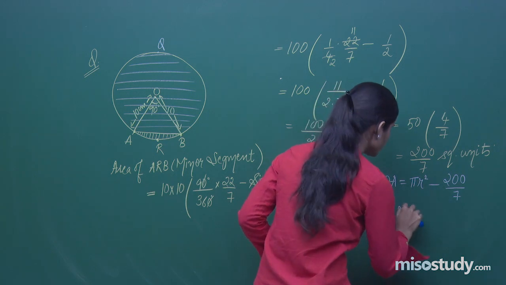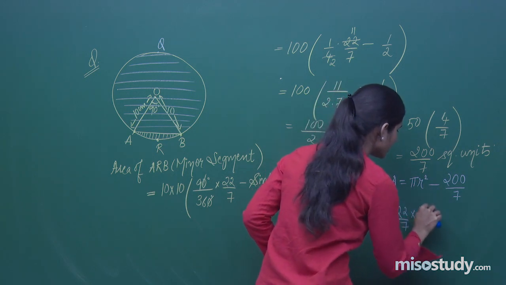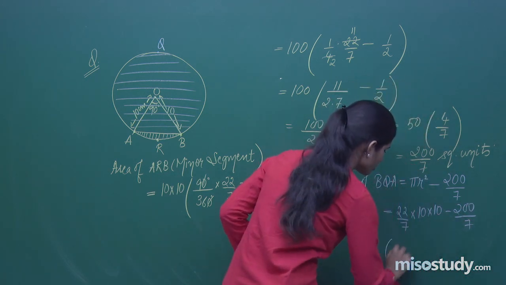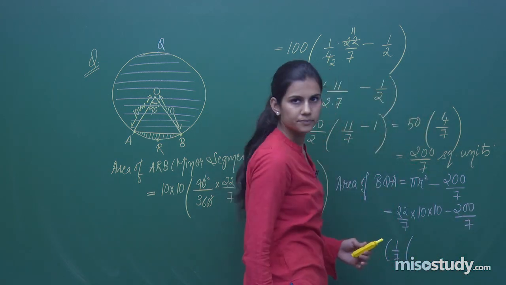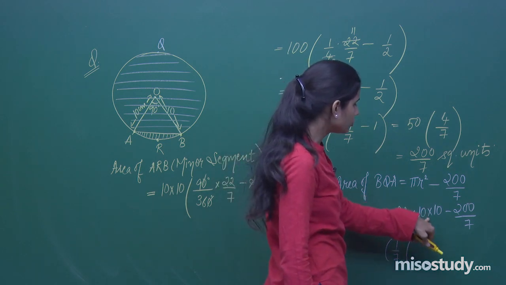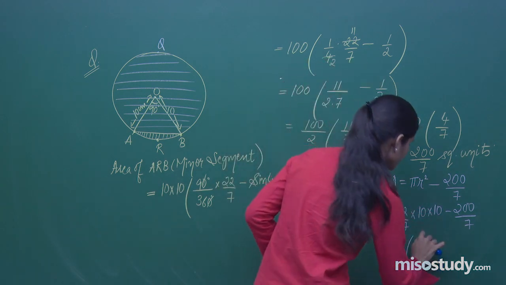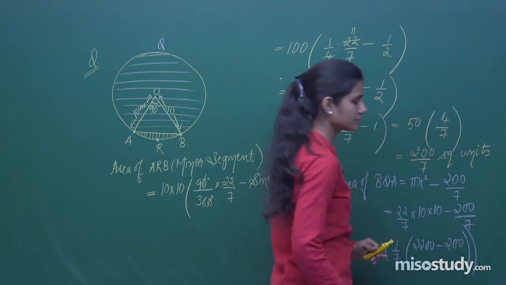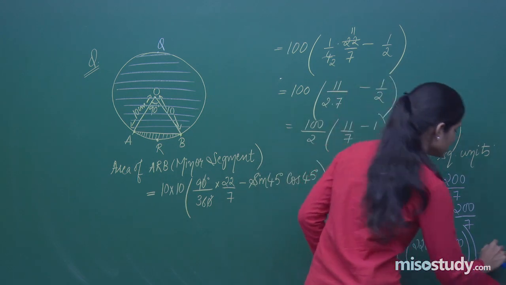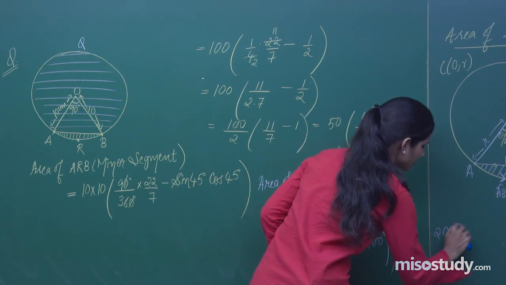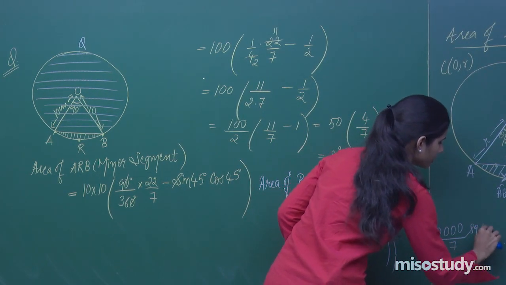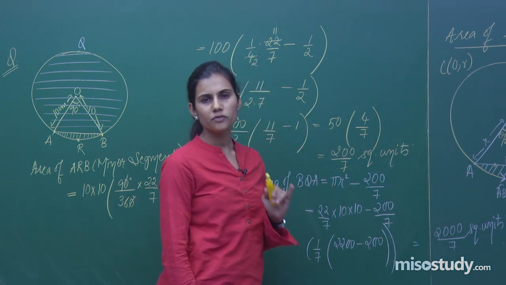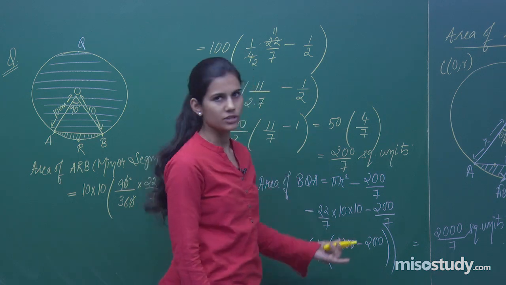Pi r square means 22 by 7 into 10 square, minus 200 by 7. So 1 by 7 comes out. You have 22 into 100, that is 2200, minus 200. So it is 2000 upon 7 square units. So from the area of the entire circle, when you remove the area of the minor segment, you get the area of the major segment.